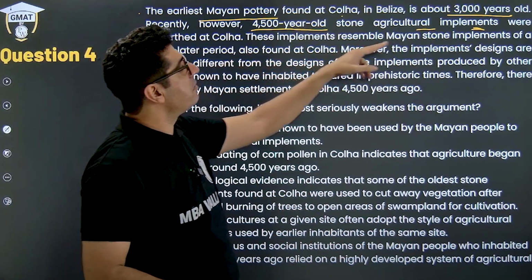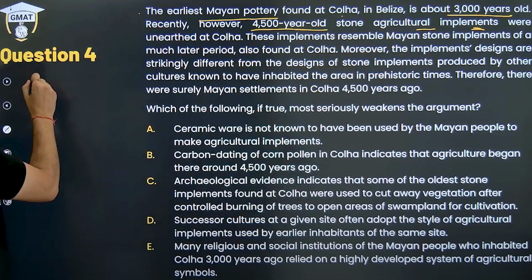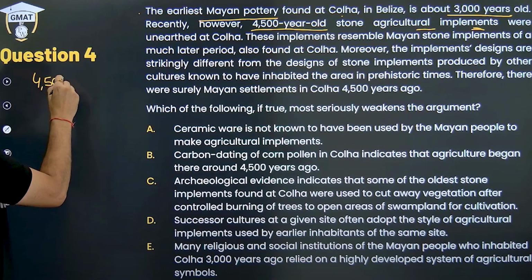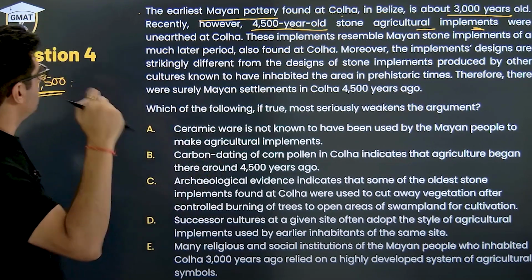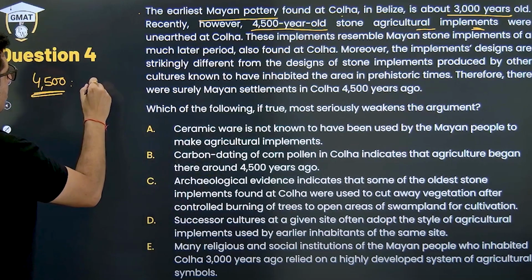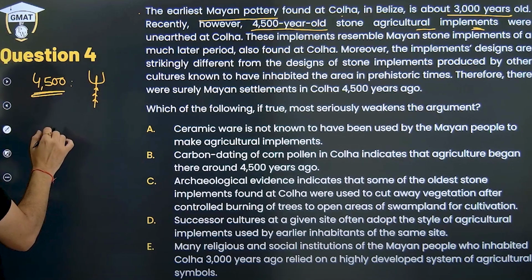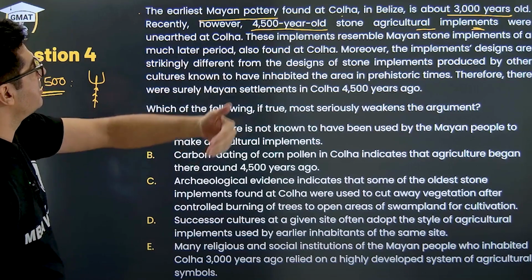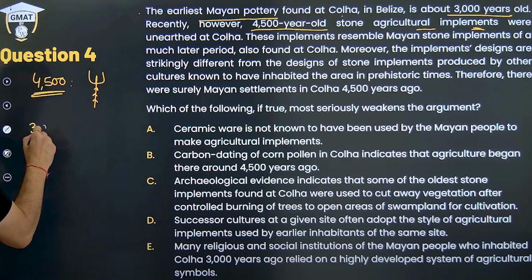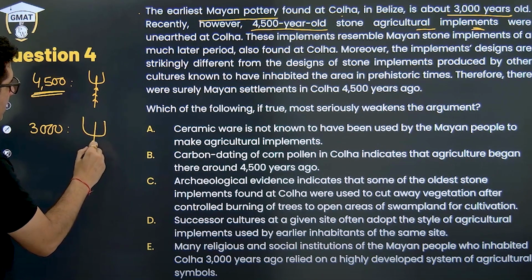These implements resemble Mayan stone implements of a much later period. तो मतलब ये यहाँ पे 4500 साल पुराना एक एग्रीकल्चरल इंप्लीमेंट मिला स्टोन से बना हुआ. लेट अस से रेक मिला हमें इस डिजाइन का. ठीक है भाई, ये डिजाइन. और हमने क्या देखा कि मायन स्टोन इंप्लीमेंट्स जो थे, जो काफी बाद के थे, हाँ लेट्स से हमें कोई 3000 साल पुराना भी एक मायन स्टोन इंप्लीमेंट मिला, उसका डिजाइन भी ऐसा ही था.